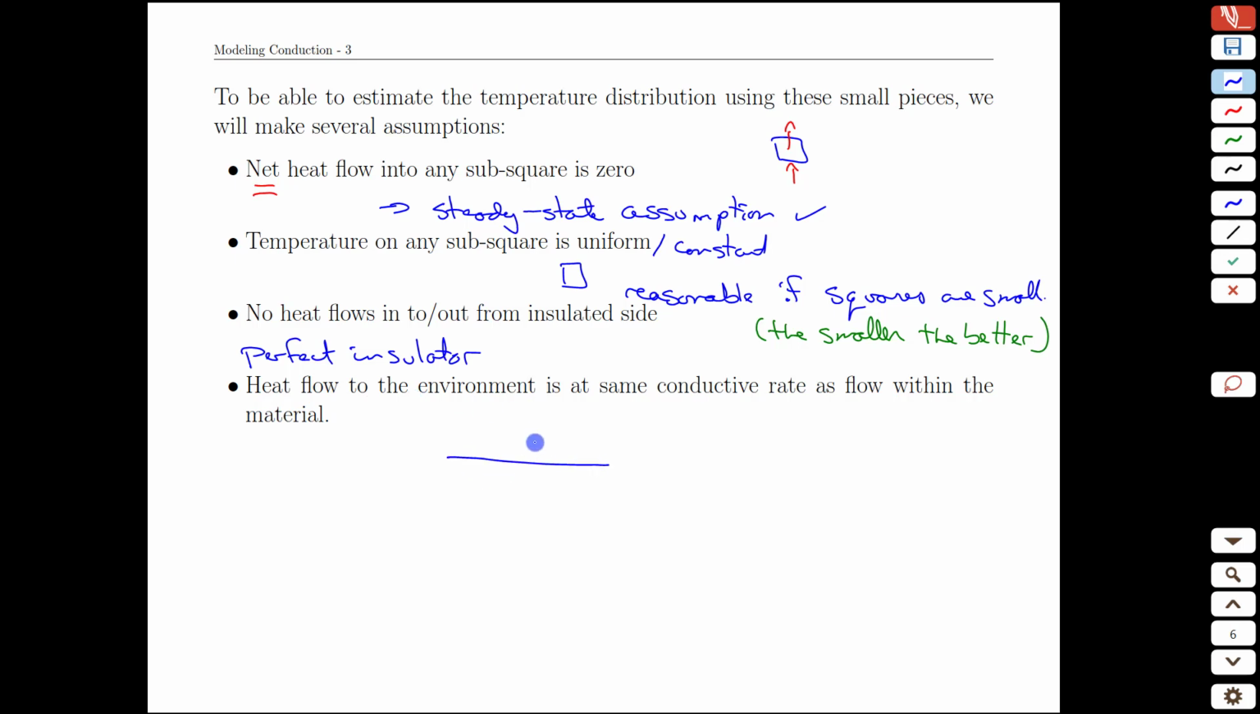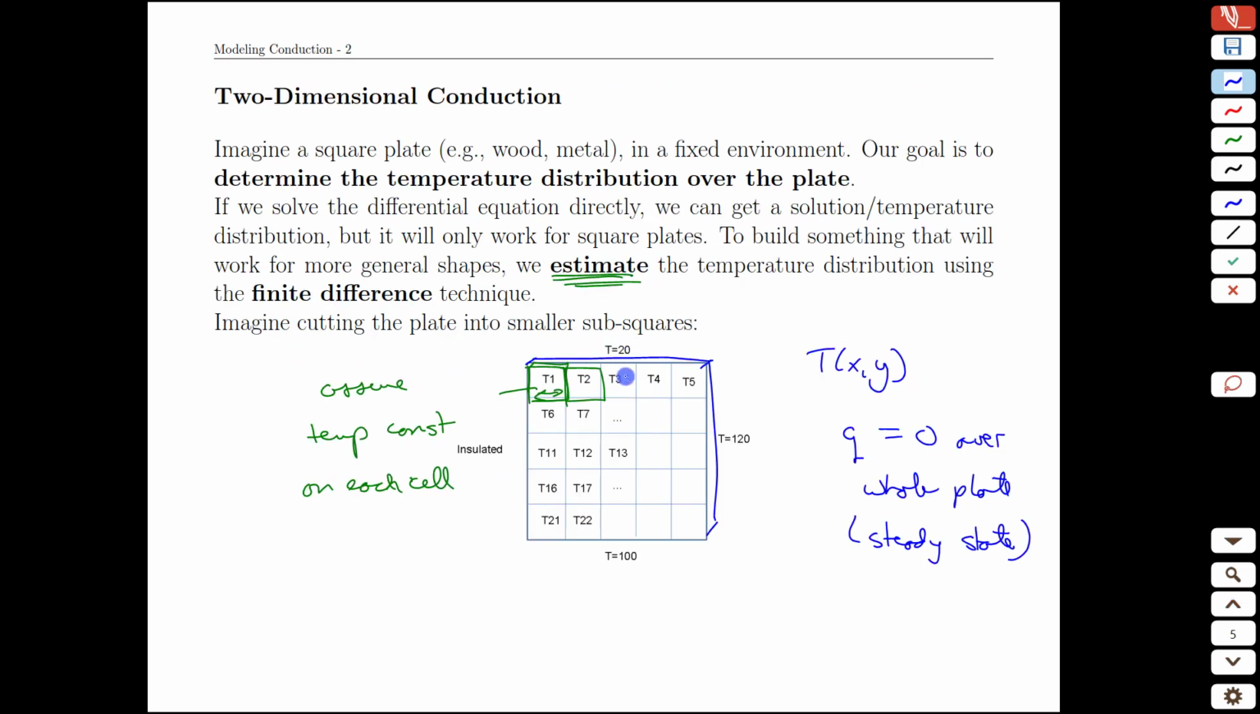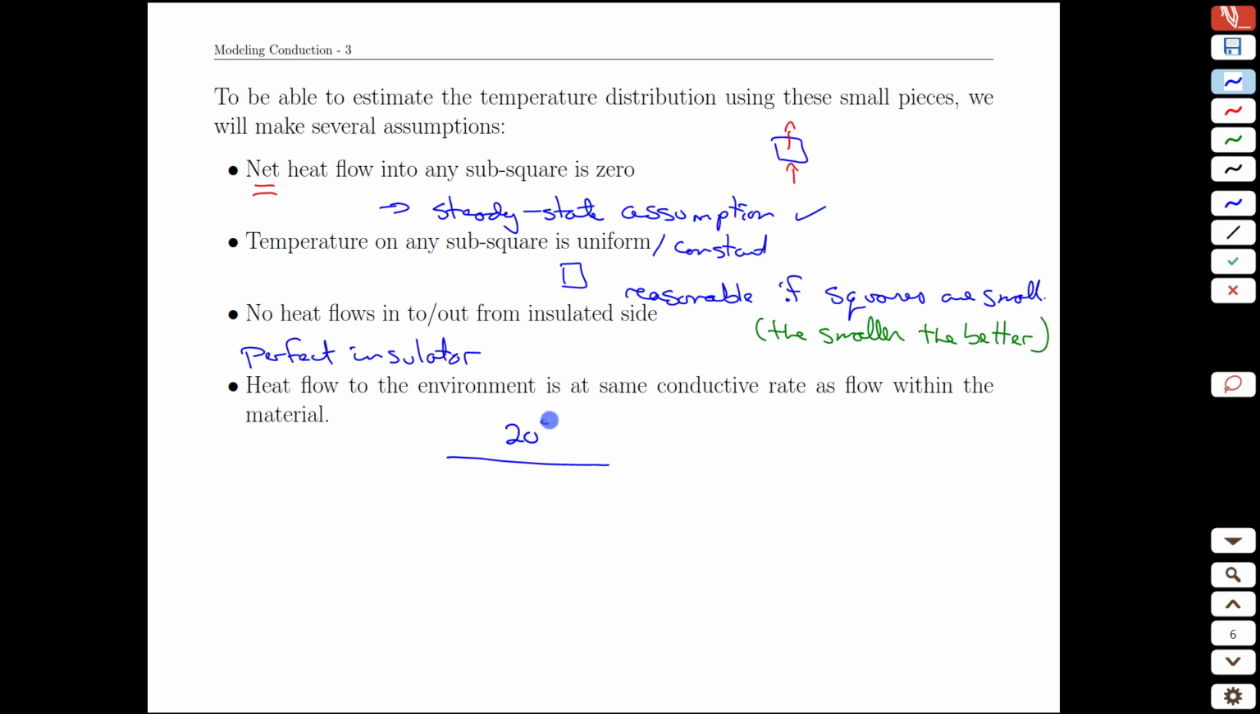The one other ingredient we're going to bring in is that the heat flow to the environment. So when we say, going back a page again, that we have 20 degrees on the outside, and we're going to have a cell here, there's going to be heat flow from the metal out to that. We're going to assume that that's happening at the same conductive rate as flow within the material. And that's just wrong for fundamental reasons, because this is convection and not conduction.